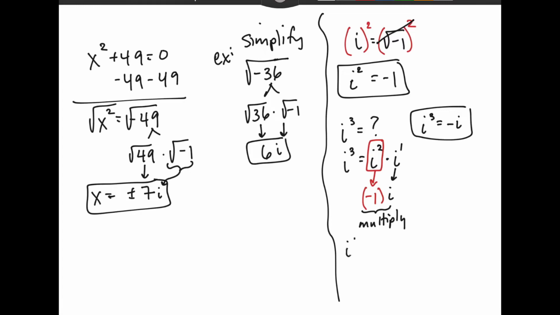What about i to the fourth? Well, I can break down i to the fourth as i squared times i squared, or I can use i to the third power times i to the first power. Well, this is negative 1. This is also negative 1. So if I multiply these two, I get positive 1.